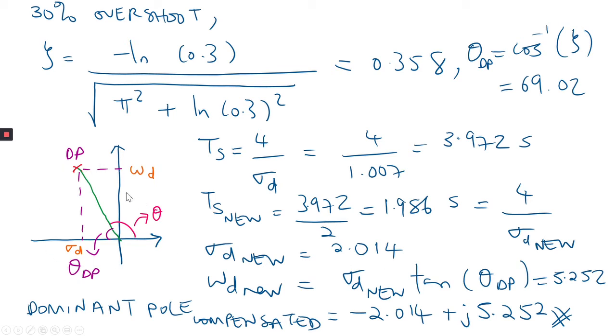And based on this figure, we can determine the new omega_d for the compensated system based on the new settling time, since we have the value of sigma_d new and also theta_dp. So we'll be using this formula. Our new omega_d is 5.252. Now we can construct our compensated dominant pole based on new sigma_d and new omega_d, which is equal to negative sigma_d new 2.014 plus j omega_d 5.252.